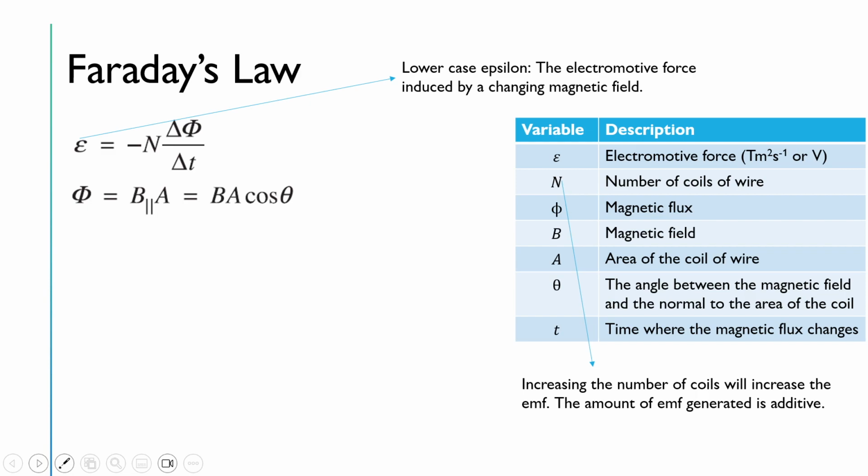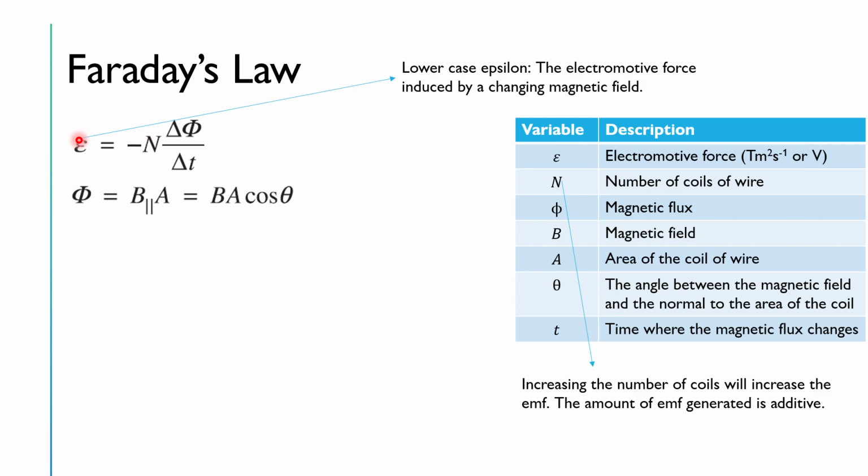Well, here we have Faraday's law. We have that epsilon is equal to negative N times the change in phi over the change in t. So lowercase epsilon here is the electromotive force. And that's what's being induced by a changing magnetic field. The electromotive force is measured in tesla metre squared per second, or that is just another way of putting volts. So this is a voltage, that electromotive force, which is causing a current.